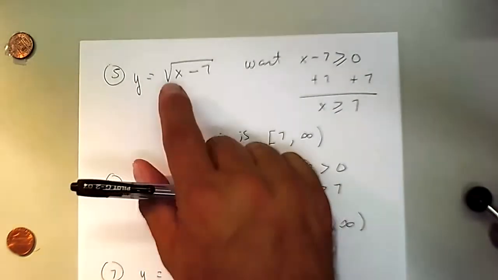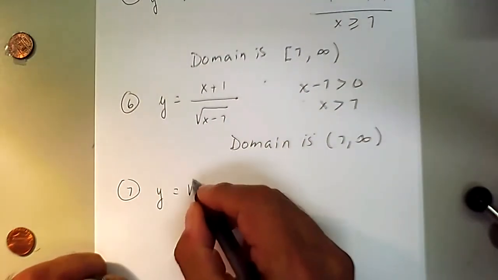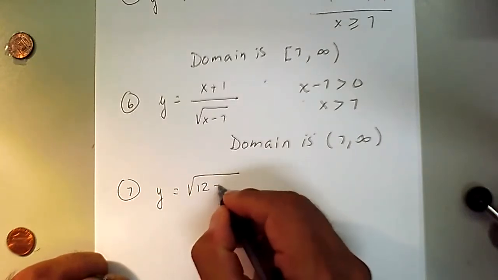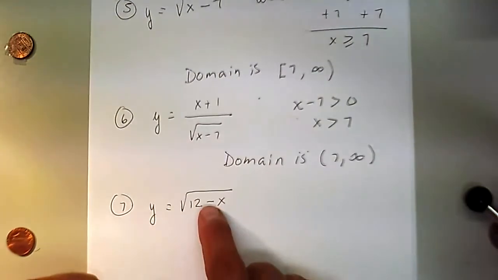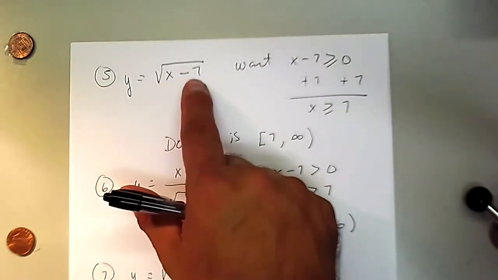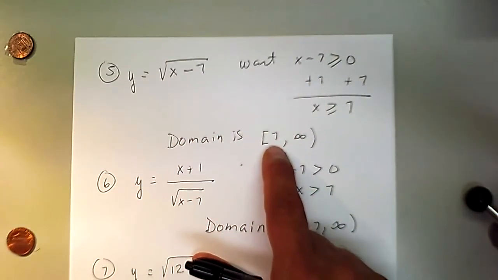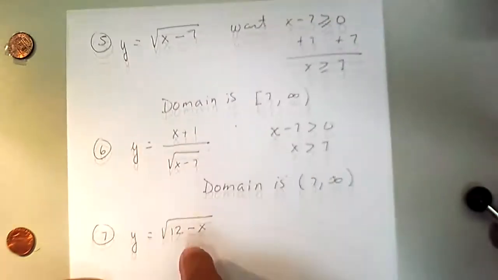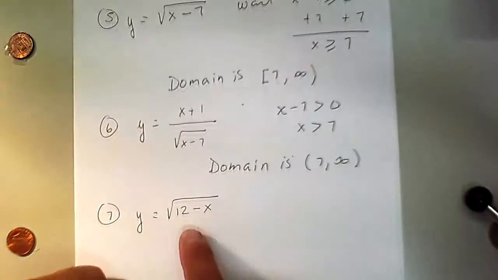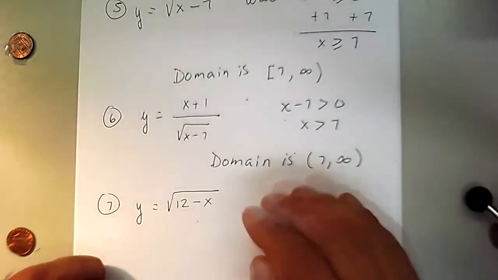Okay, so we had x minus 7. What about something like 12 minus x? It's not quite x minus 7. So if we had x minus 12, I would just, using the same thinking, say that the answer is from 12 to infinity. But this is not quite the same. This is x minus 7, which is not the same as 12 minus x. So let's start all over.